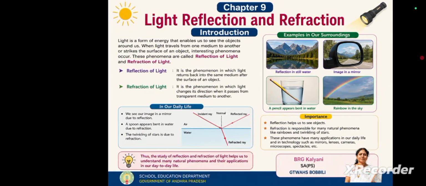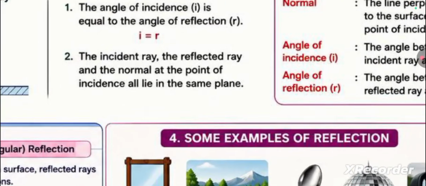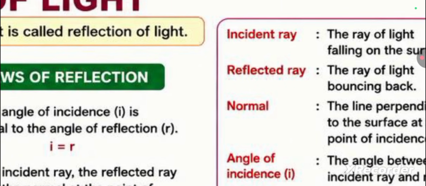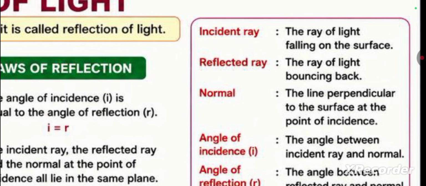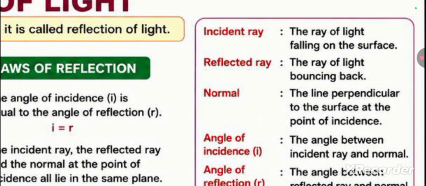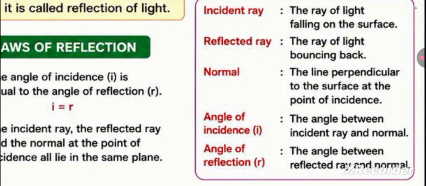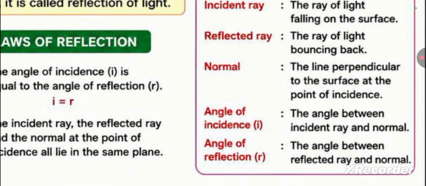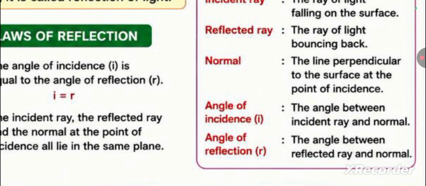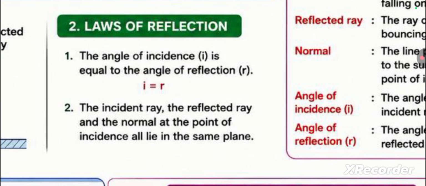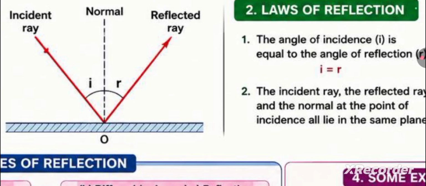We can learn about this incident ray. What is the incident ray? The ray of light falling on the surface. Reflected ray, the ray of light bouncing back. Normal, the line perpendicular to the surface at the point of incidence. Angle of incidence, the angle between the incident ray and the normal. Angle of reflection, the angle between the reflected ray and the normal. These are all terms of the laws of reflection.